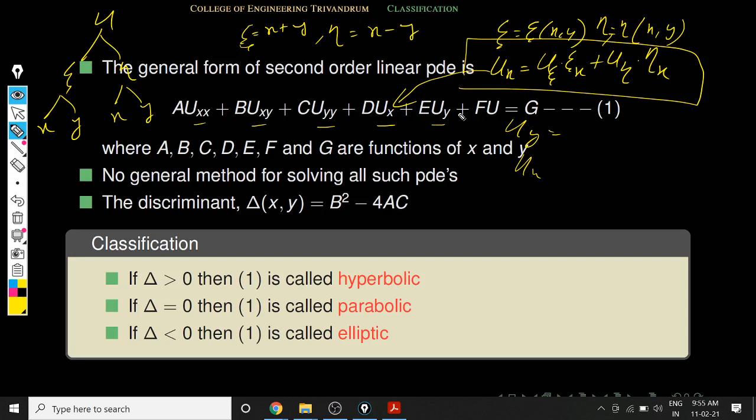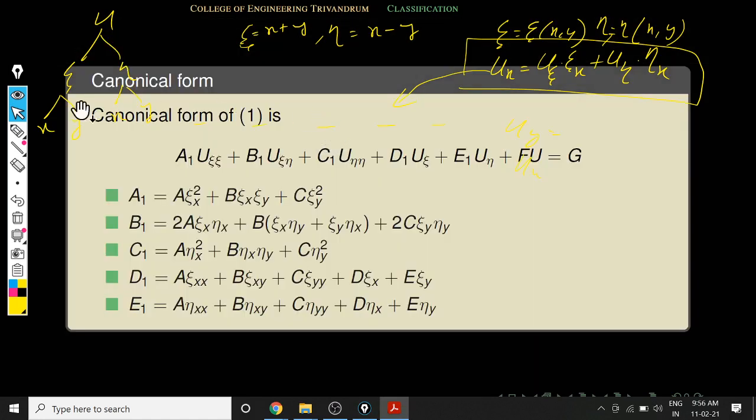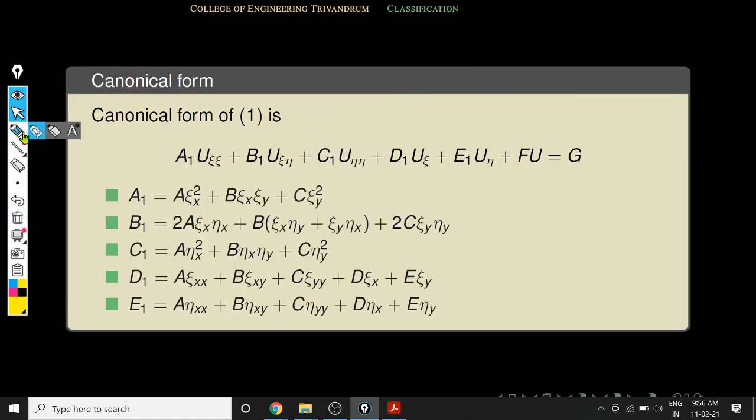Actually, this is a lengthy process. This is not a complicated process, but it is a lengthy process. So I will give you a shortcut formula. After all the substitution and simplification, we get a new form of the PDE.